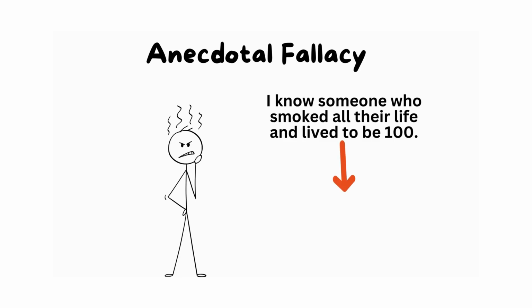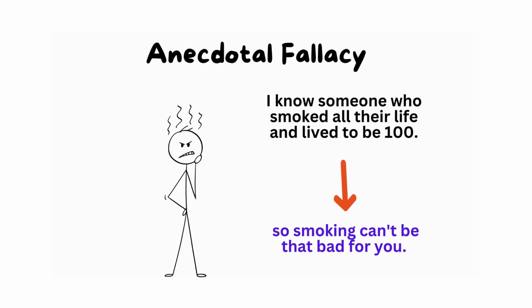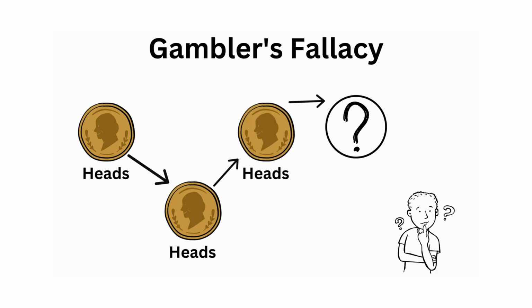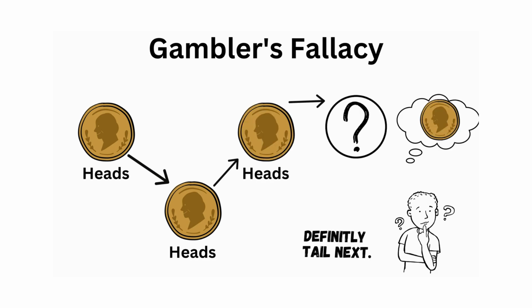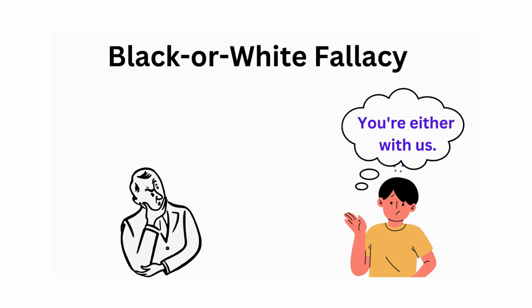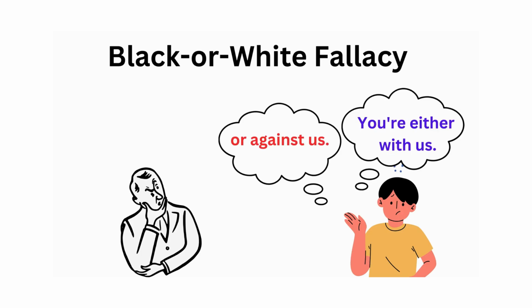Anecdotal fallacy. This occurs when someone uses personal experience or isolated examples to make a general claim. Gambler's fallacy. This happens when someone believes that the outcome of a random event is affected by previous outcomes. Black or white fallacy. This occurs when someone presents only two options, as if they are the only possibilities, ignoring any other potential outcomes.